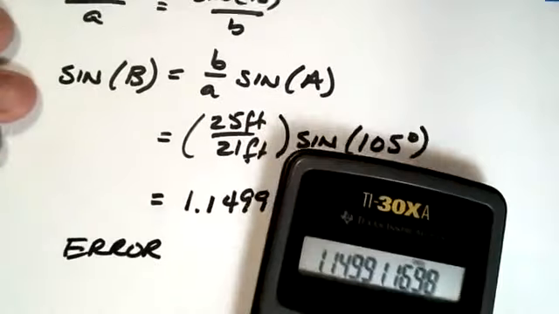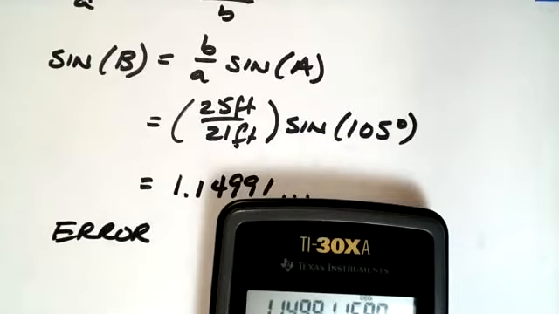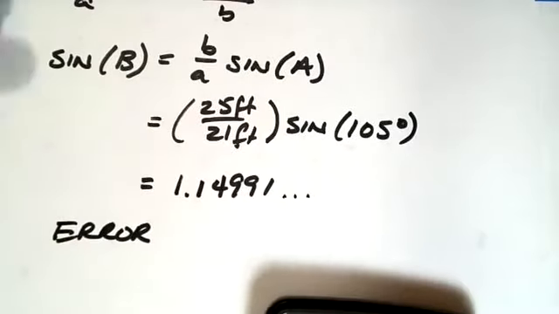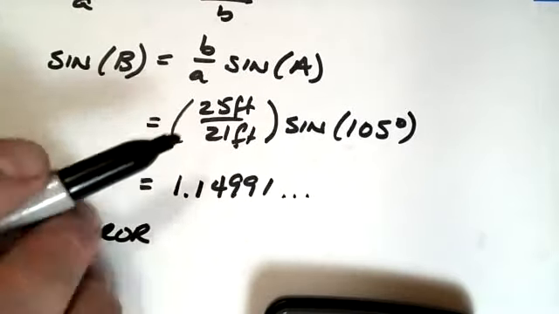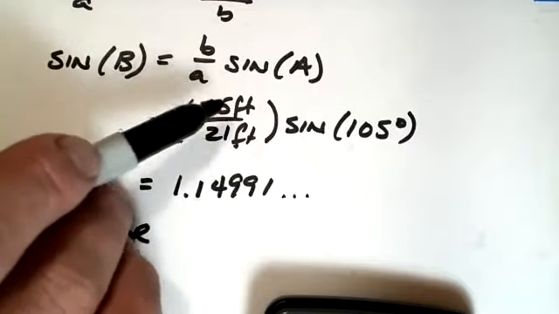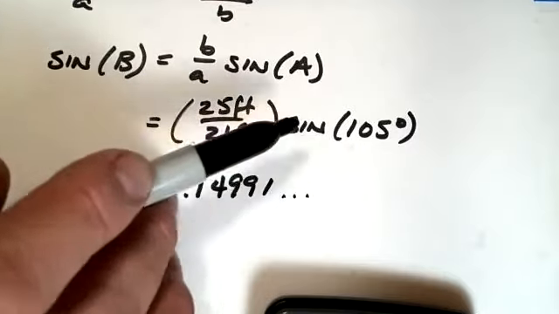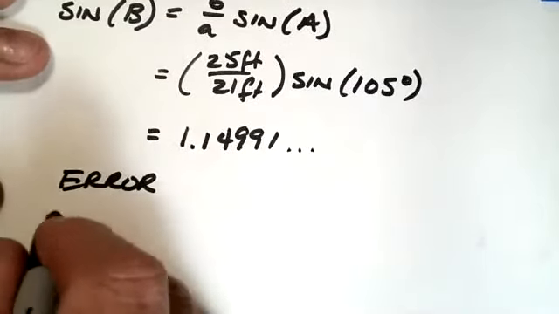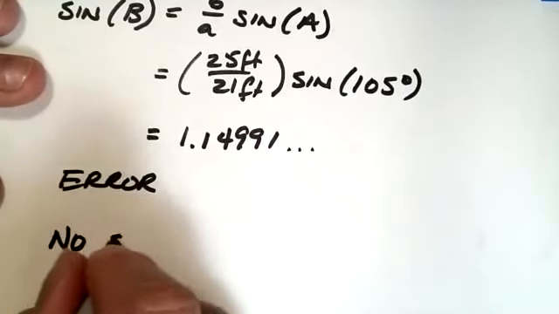It is possible, and maybe it's because of the numbers I picked, to actually get something that would make sense, but I think this is usually the situation you're going to end up with, that the product of these two is larger than 1, and you end up with something that's an error, and that should be your clue. No such triangle.